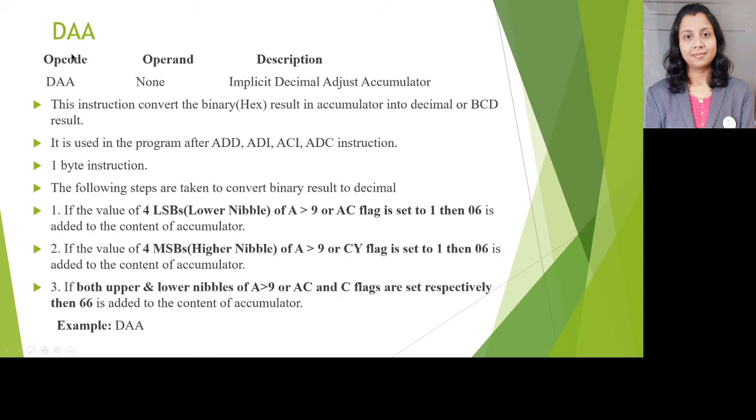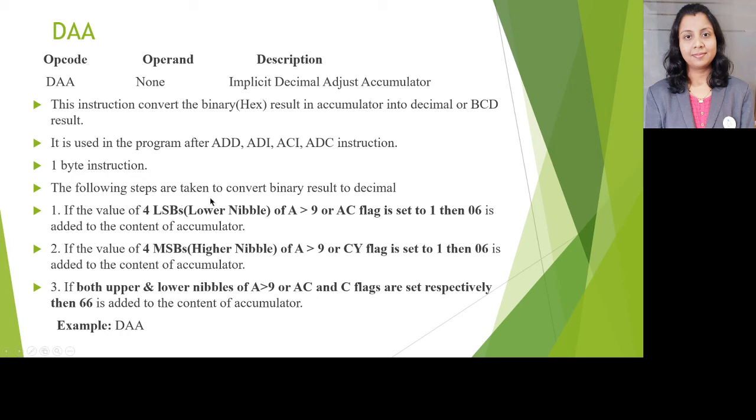Next instruction is DAA. This is decimal adjust accumulator. This is one of the important instructions which we are going to use in the programs. The opcode is DAA, operand is none. Description is implicit decimal adjust accumulator. What this instruction does is it converts the binary hex result in the accumulator into a decimal or BCD result. It is used in the program after ADD, ADI, ACI, ADC instructions. It is a 1-byte instruction.